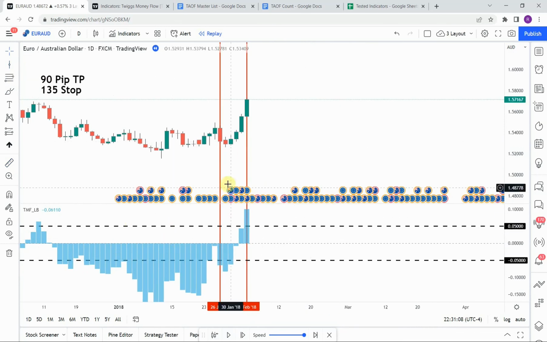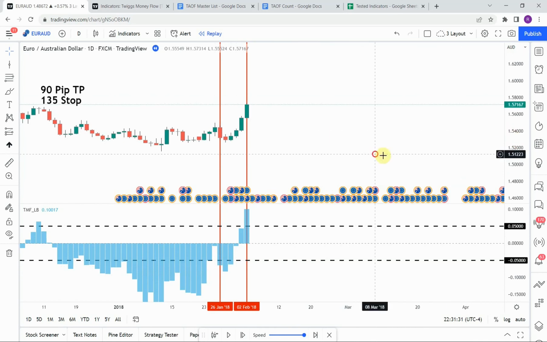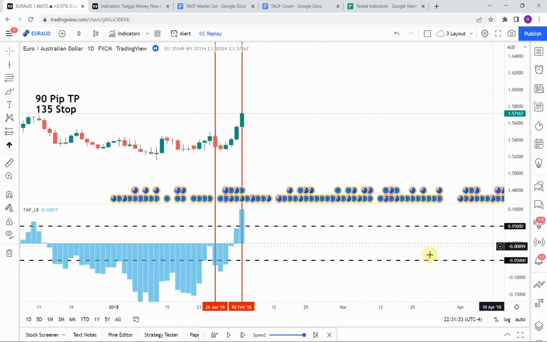All right, so the first signal that we picked up is a short signal right here. We get that spike to the downside, crossing down below that dash line right there. Unfortunately, we only get a small push to the downside there before we get a reversal in the market, which does take off to the upside. And so that first one does get stopped out.